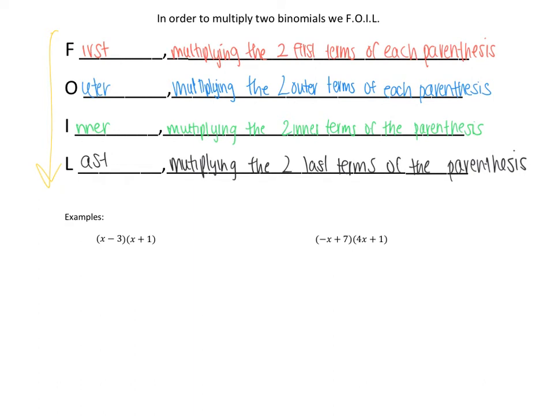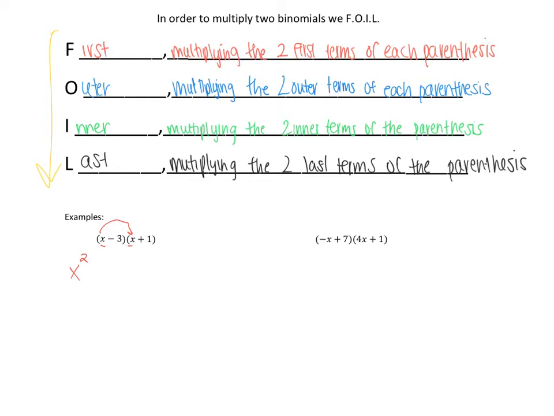So I'm going to follow in color the color that I wrote with the F, O, I, and L, okay? So I'm going to do red first because that's the first thing we're going to do. So first, we're multiplying the two first terms of each parenthesis. So what you're going to do is take your pencil and make an arrow from this first term and this first term, okay? Now remember, when you have two variables, you have to add the exponents. In this case, the exponent is just 1, okay? So x times x is x squared. So that was my first thing.